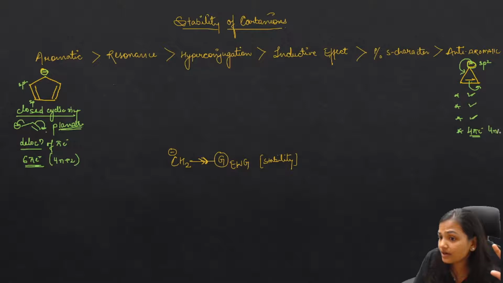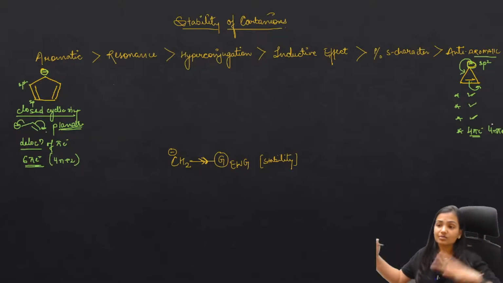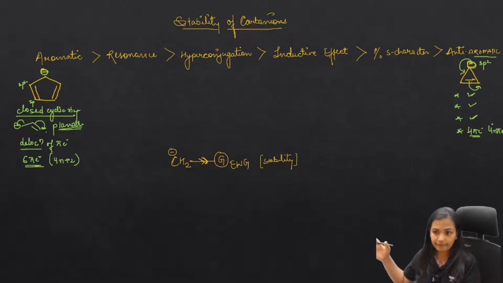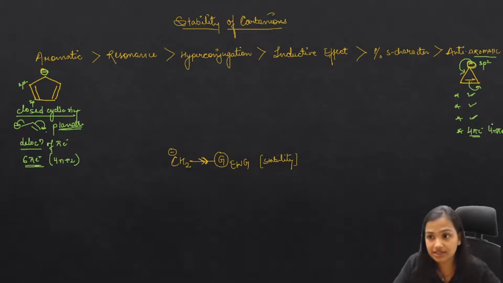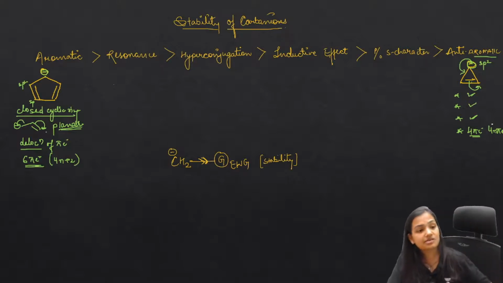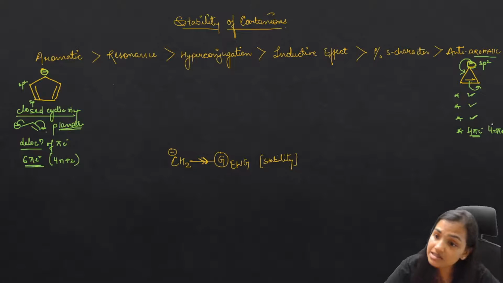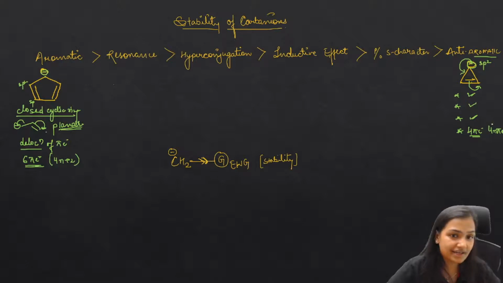When we have a multiple of 4 pi electrons, this results in anti-aromaticity, and therefore anti-aromatic carbanions are least stable, just like in the case of carbocations. Aromatic species are more stable, and anti-aromatic carbanions are least stable. So this is the point that we have to focus on. Now after that, we have the carbanions where we have resonance.